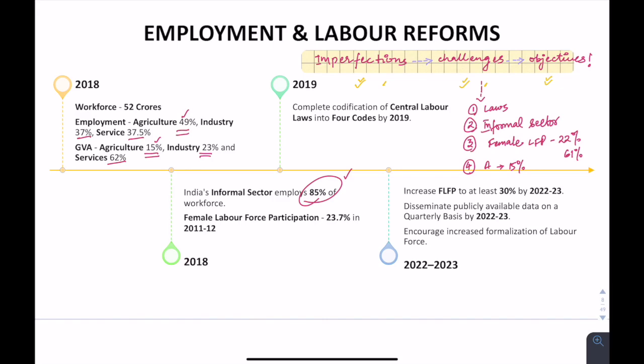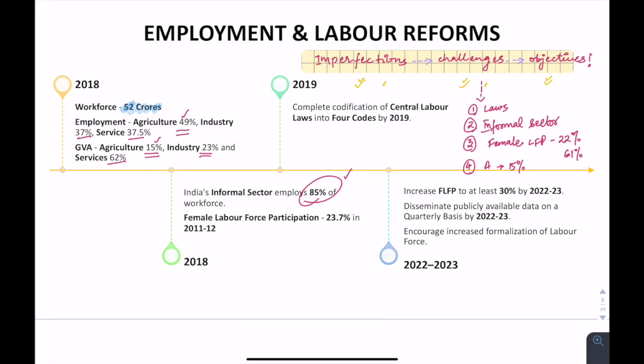Now, for your clarification, the total workforce working in India presently, or counted as a part of the workforce presently, is 52 crores. Okay, so that's just a fact that you need to remember. So these are the four major challenges that we've identified.